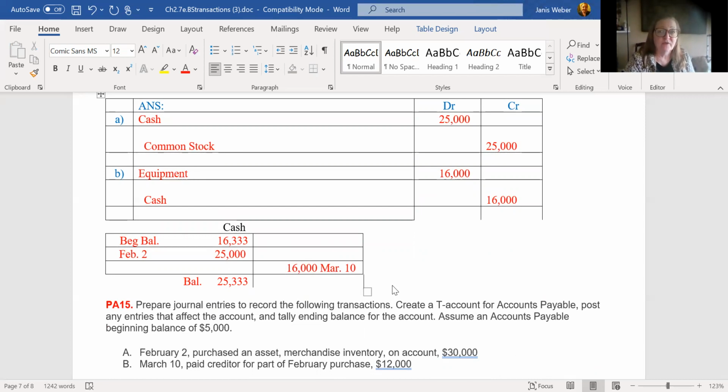Also, the other way of thinking of it is by the time you did these first 2 entries, you had a $41,333 debit balance, and that $16,000 credit ate up some of your cash balance so that you were only left with $25,333.